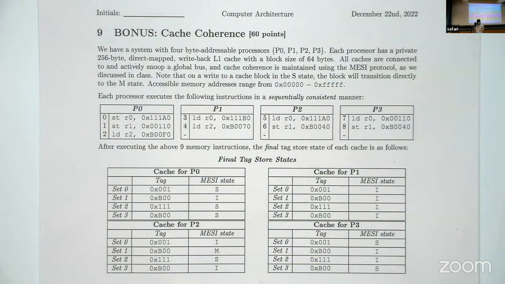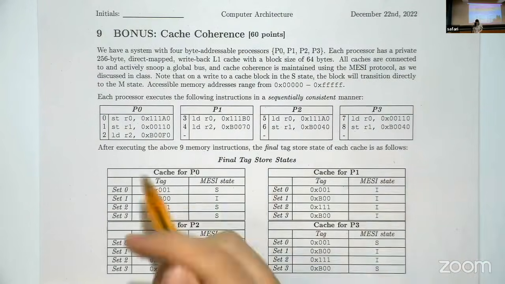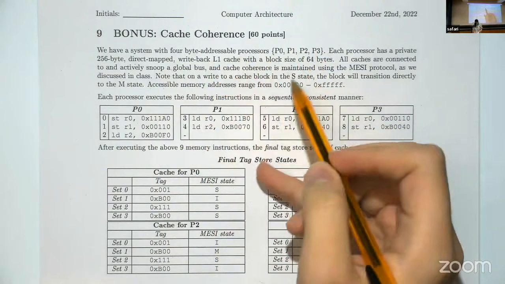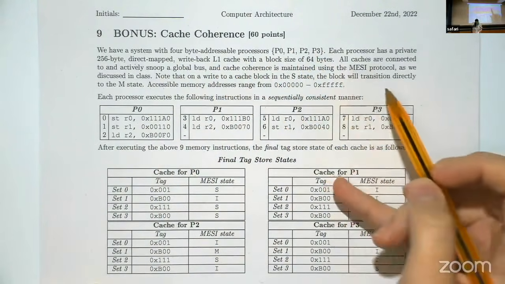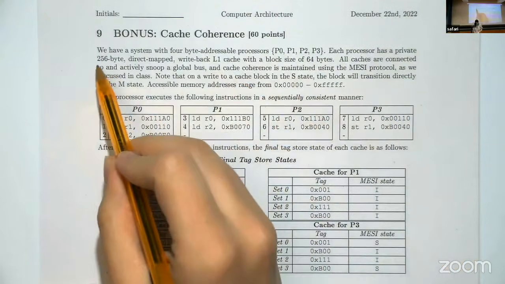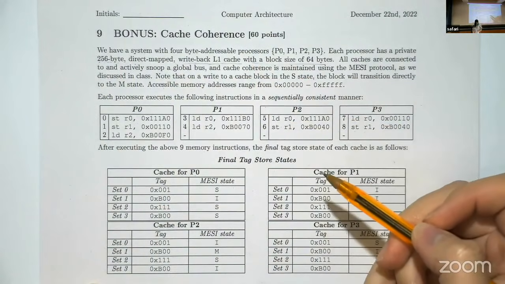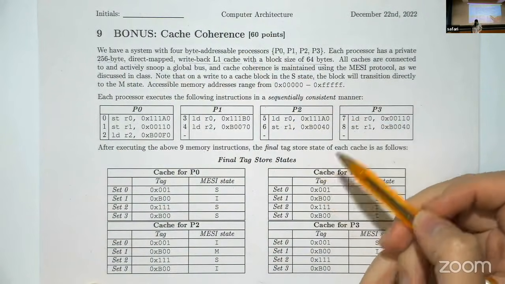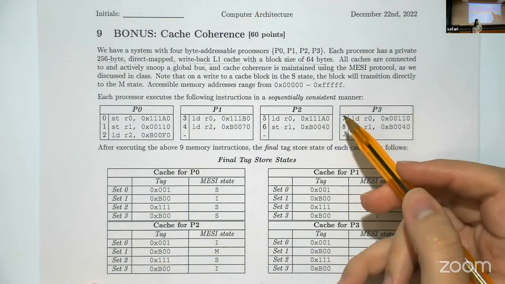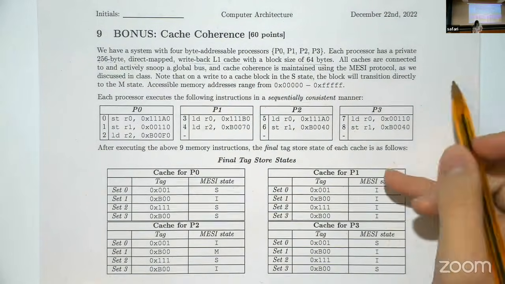Let's take a look at the question together. For this question, we have a system with 4 byte addressable processors, as you can see here. Each of these processors has private L1 caches with these properties that we will talk about in a second. And basically what we're interested in is the cache coherence of these caches.